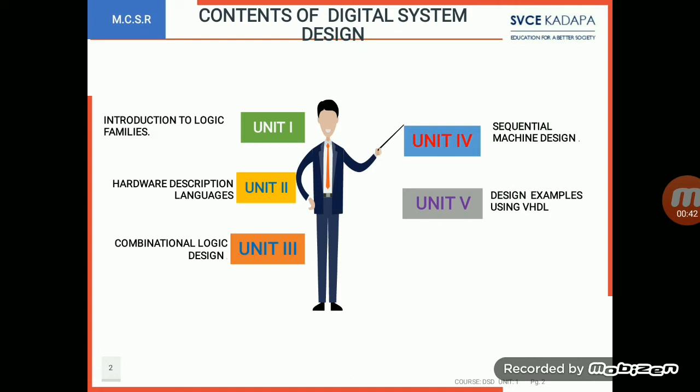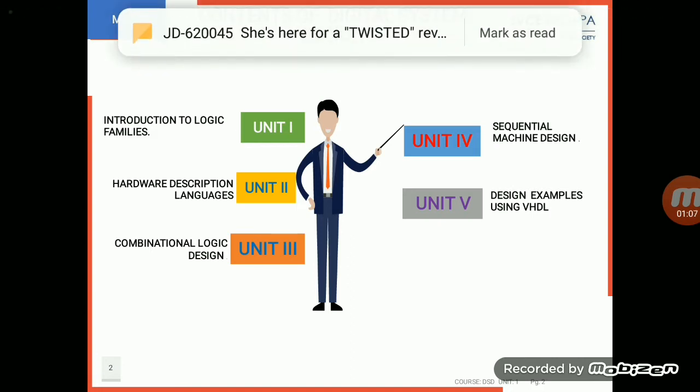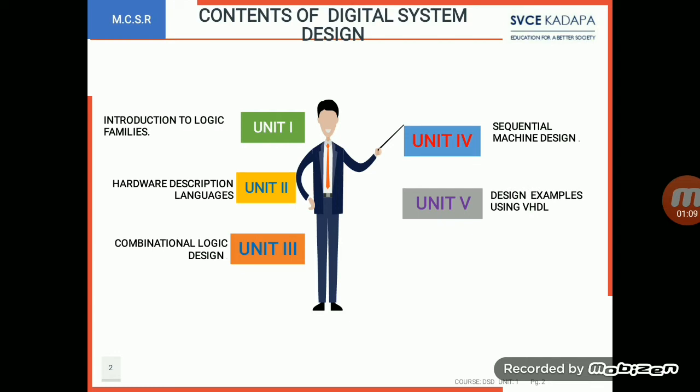Next, in the second module or second unit, we will discuss hardware description languages. Two hardware languages are mainly used in digital system design, that is VHDL and Verilog. In the third module, we will discuss combinational circuit design using VHDL. In the fourth module, we go for sequential circuit design using VHDL. Finally, in the fifth module, some complex applications implemented using VHDL programs.